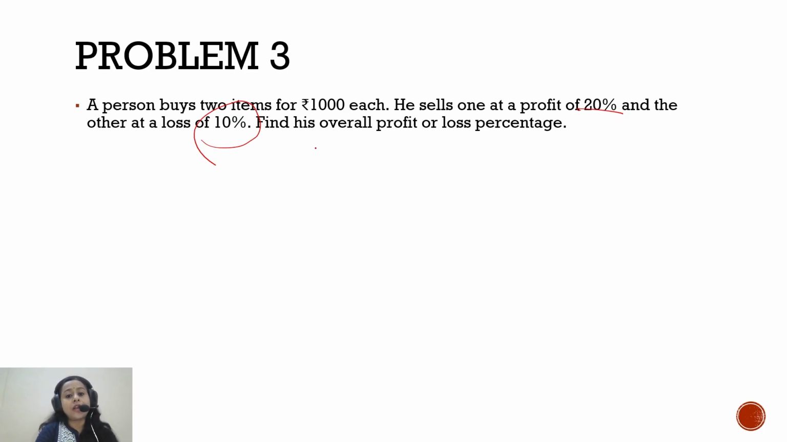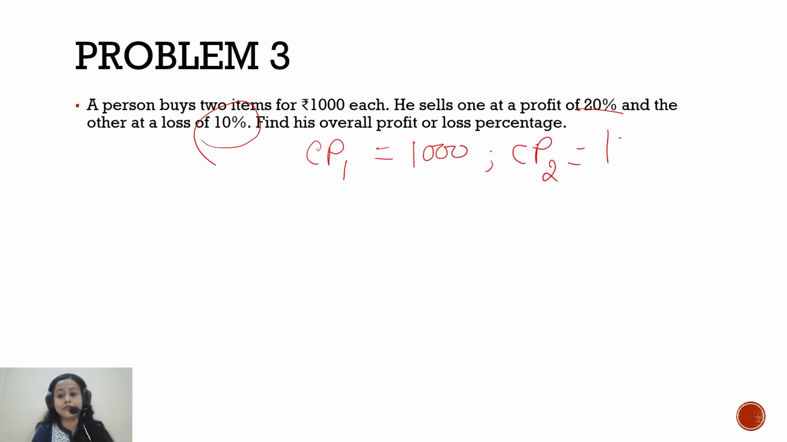So let us first write down the cost price of item 1, which is 1,000, and the cost price of item 2, which is also 1,000. So what is the total cost price? The total cost price is 1,000 plus 1,000, which will give you 2,000.